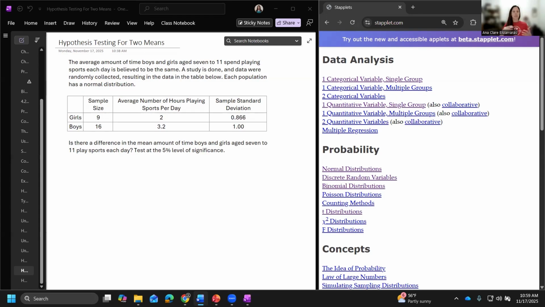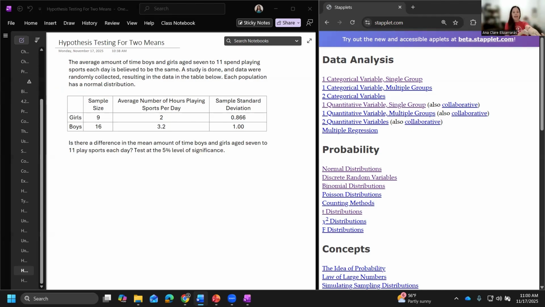Now, if you were presented with a question on an assessment or in class and you weren't sure what to do, you really should be asking yourself three questions. The first question is: is this question asking me to estimate a parameter, which would be a confidence interval, or is this question asking me to test a claim? And if I'm being asked to test a claim at a certain level of significance, that means I need hypothesis testing. So intervals is estimating a parameter, testing a claim is hypothesis testing.